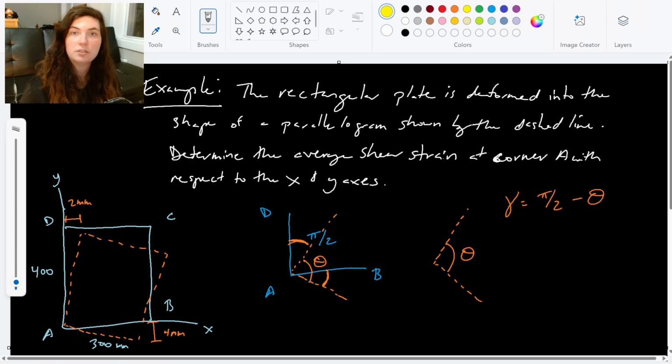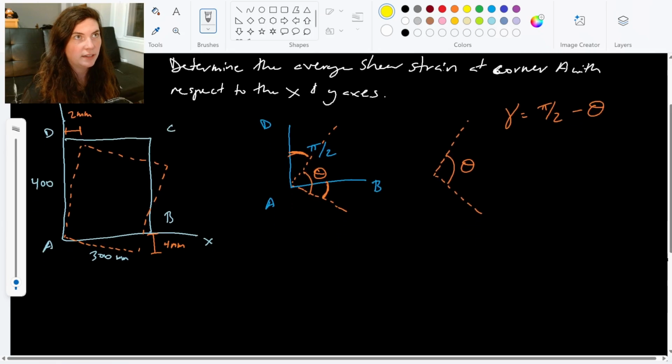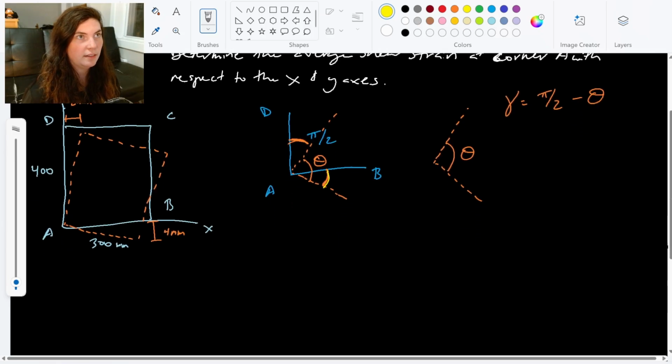So we're going to use our small strain analysis shortcut. If I want to get this angle here, I can use S equals theta R, where theta is just the general angle. I'm going to call this angle beta, and I'm going to call this angle up here alpha. And I want to find this angle theta. So I need to find alpha and beta in order to find theta.